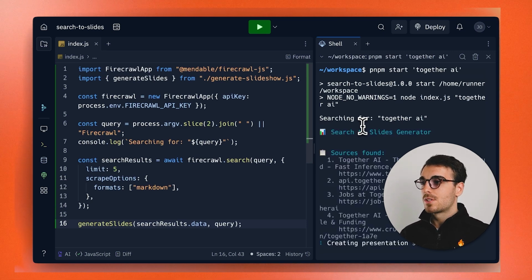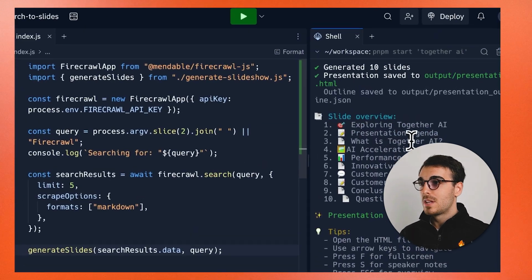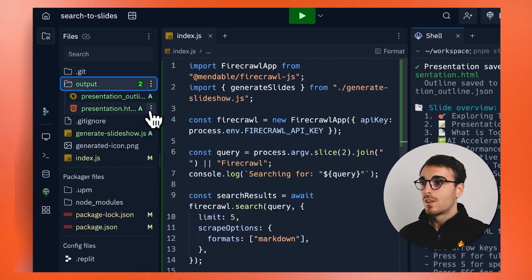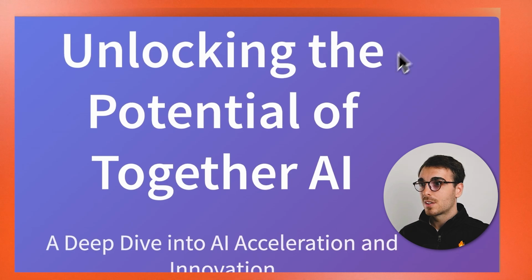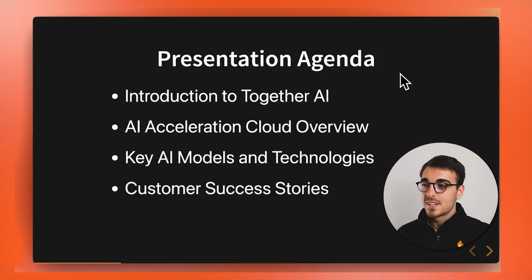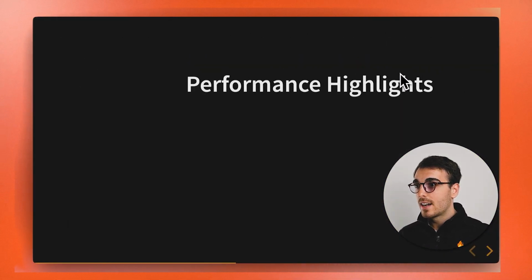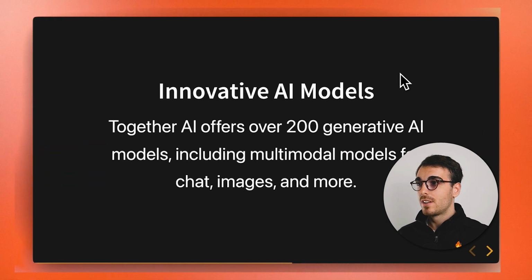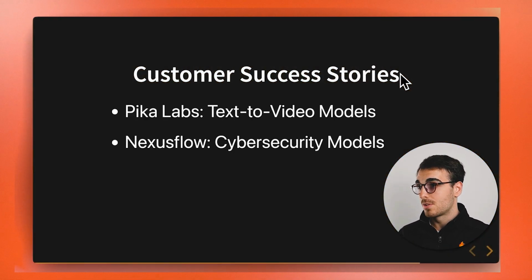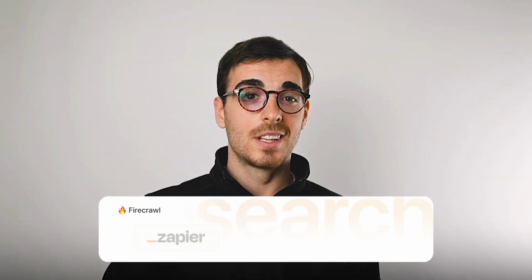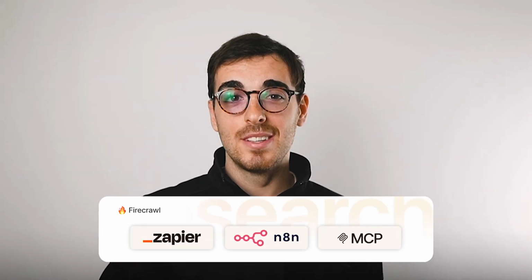In this app, we're using search to generate a whole slideshow based on search results. So we're gonna run this with npm run start, and we're gonna generate a slideshow based on our friends at Together. So here we're searching for Together AI, and just like that, we generated a complete slideshow based on the results it found and scraped. We've also added search to all of our integrations, like Zapier, N8N, MCP, and more.